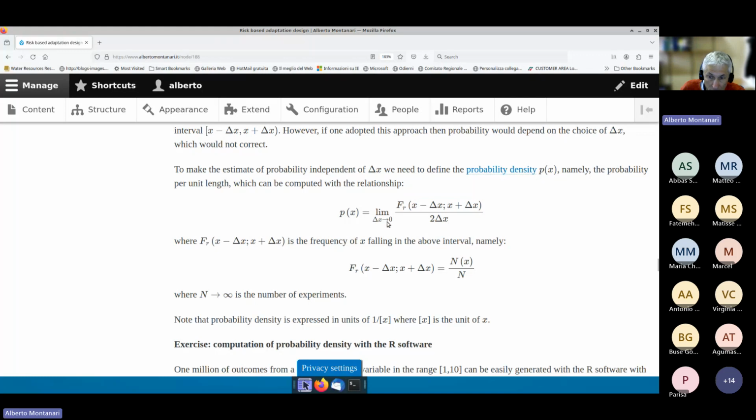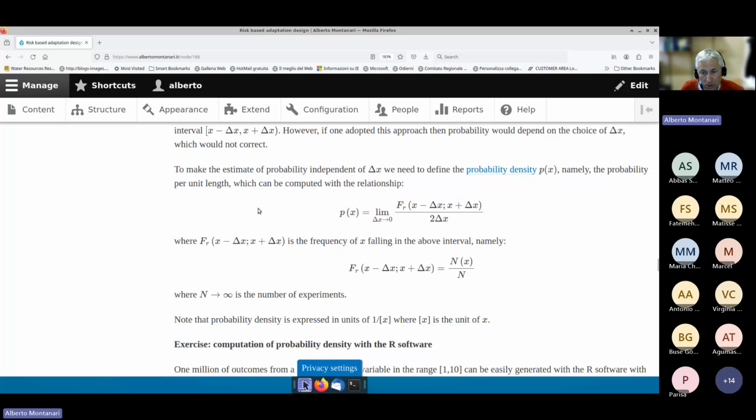I refer to an infinitesimal value of dx, because I want to make this estimate completely independent of the length of the interval. So in order to make it completely independent, I compute the probability density for a limiting value of the length of the interval. Limiting means tending to 0. Okay, good.